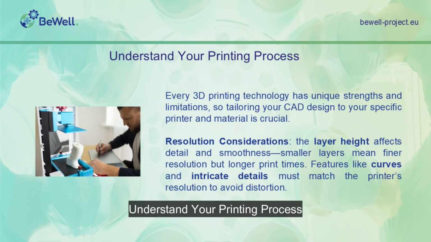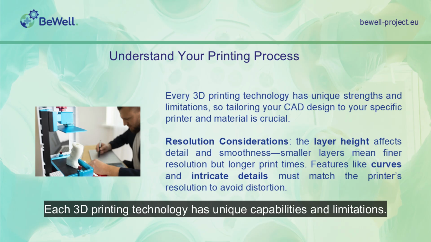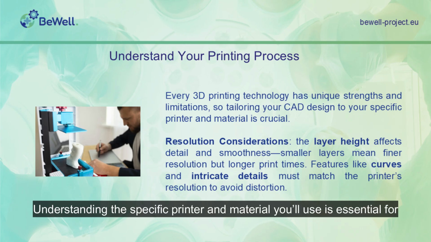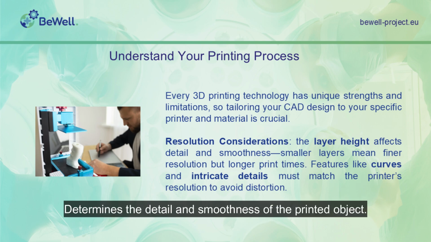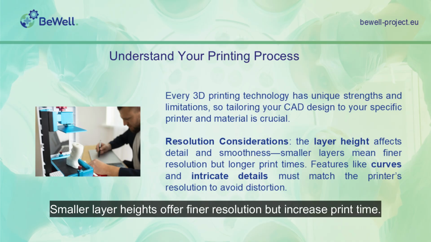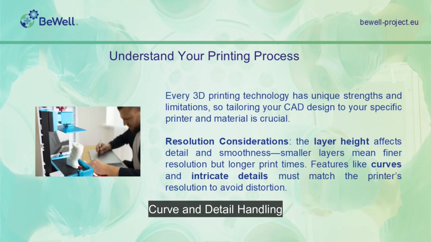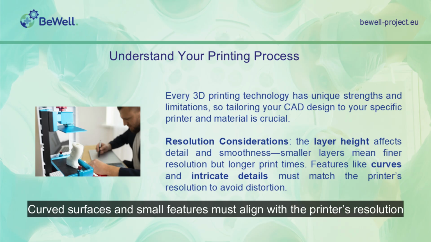Understand your printing process. Each 3D printing technology has unique capabilities and limitations. Understanding the specific printer and material you'll use is essential for effective CAD design. 1.1 Resolution considerations. Layer height determines the detail and smoothness of the printed object. Smaller layer heights offer finer resolution but increase print time. Curve and detail handling. Curved surfaces and small features must align with the printer's resolution to avoid distortion.